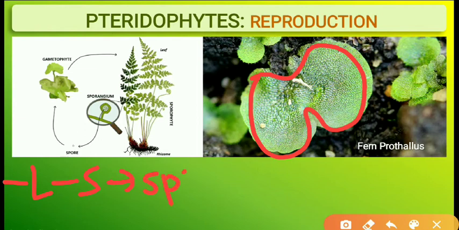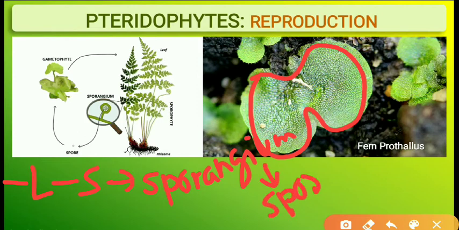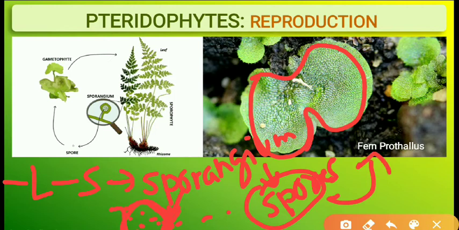Sorus will produce sporangium. Angium is a bag, and in this sporangium, spores are produced. This bag has many spores, and when the sporangium bursts, or dehisces, it breaks. Because its walls are hygroscopic, moisture absorbing, when the moisture becomes less, the sporangium breaks and the spores are released. When these spores germinate, they give rise to the prothallus. Prothallus is formed from the spores.